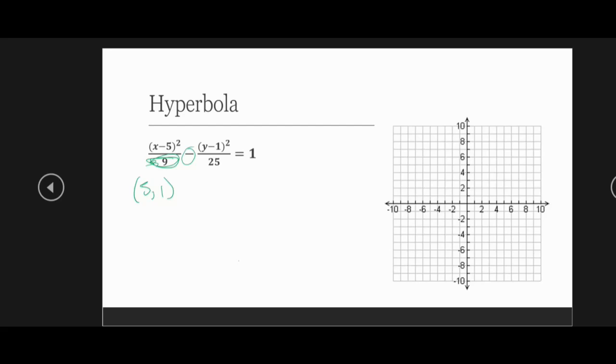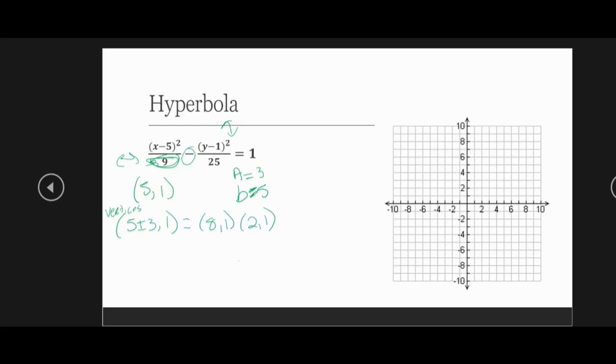So in this case, we start with that. Since A in this case is 3 and B is 5, it's a little different from the ellipse. A is still going to affect the horizontal because it's under X, and this affects the vertical. So it's going to be 5 plus or minus 3, 1. So our vertices, so to speak, are going to be 8, 1 and 2, 1.